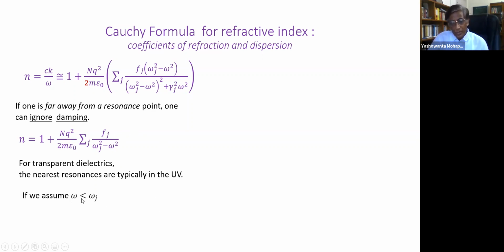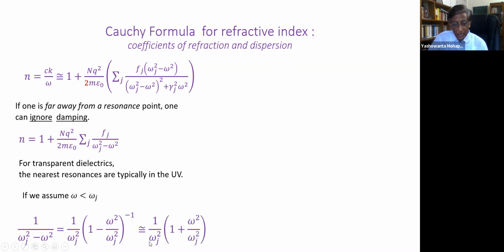If we assume that omega is less than omega j, because the resonance is in the UV and we are talking about, let's say, the visible, then I can also simplify. I take this omega j square, this becomes minus 1, and then I can expand, and that becomes 1 by omega j square, times 1 plus omega square by omega j square. A simplification that I can do.